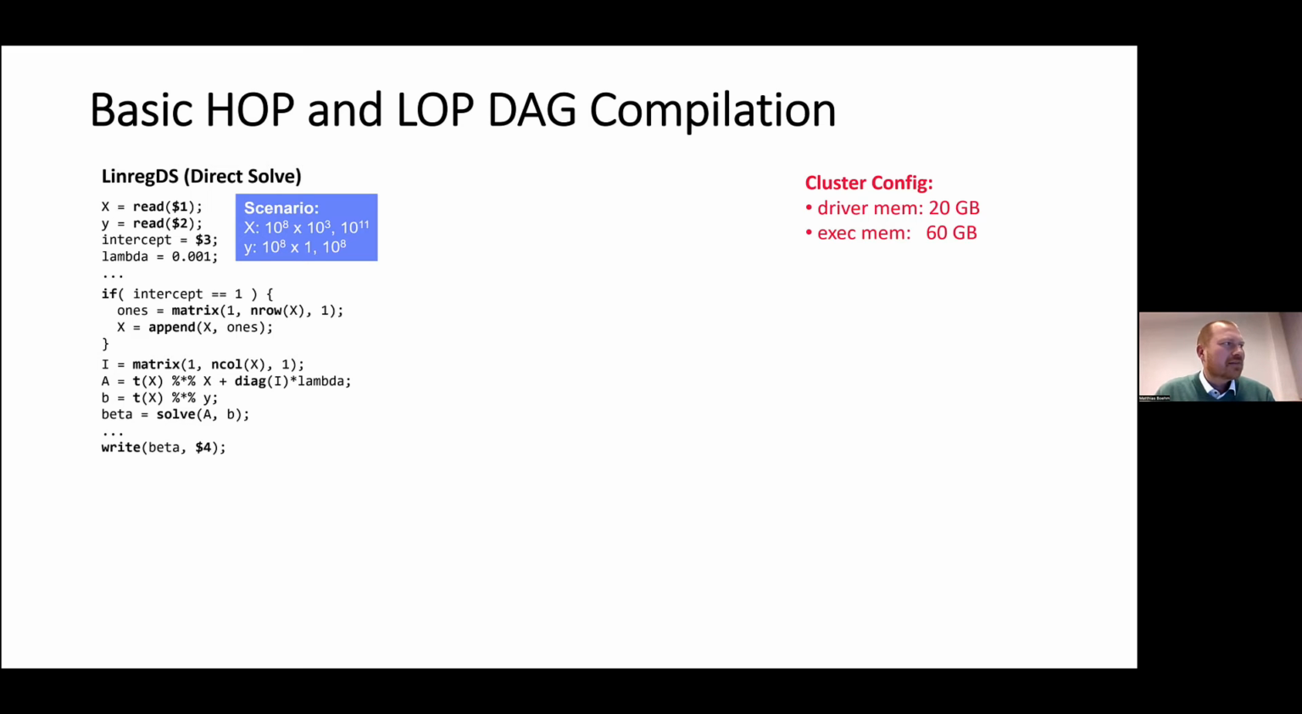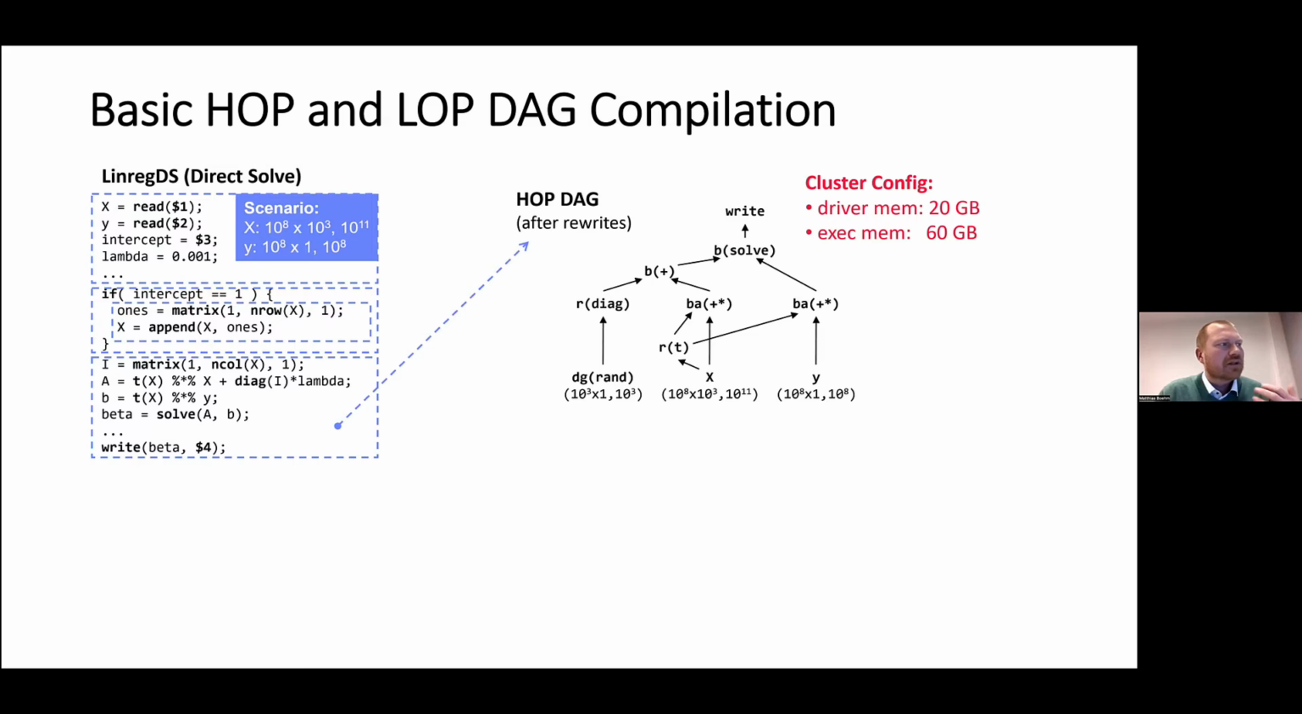Now, our optimizing compiler takes those high-level scripts, parses them into a hierarchy of statement blocks and statements, and the conditional control flow delineates essentially where those individual blocks are. Per last level program block, we are then compiling DAGs, or directed acyclic graphs of high-level operators. So those high-level operators have names like BA plus star, binary aggregate. The outer operation is a plus, the inner operation a multiply. So this is a matrix multiply. And you have an R T, which is a reorg operation, transposition.